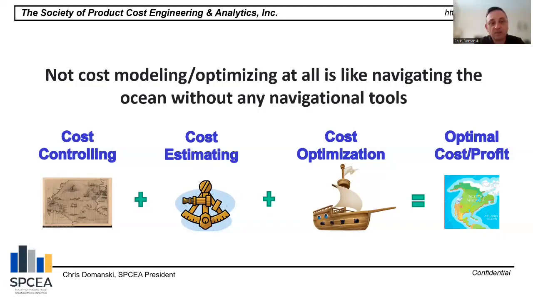And here's what I'm comparing these tools to: cost controlling is a map, cost estimating is some navigational tools, and cost optimization is really the ship and the crew on that ship. So I think it's important that we do not send our crew out without any tools, any maps. We need to give them support, and so this is what I see as being a no-brainer, really.